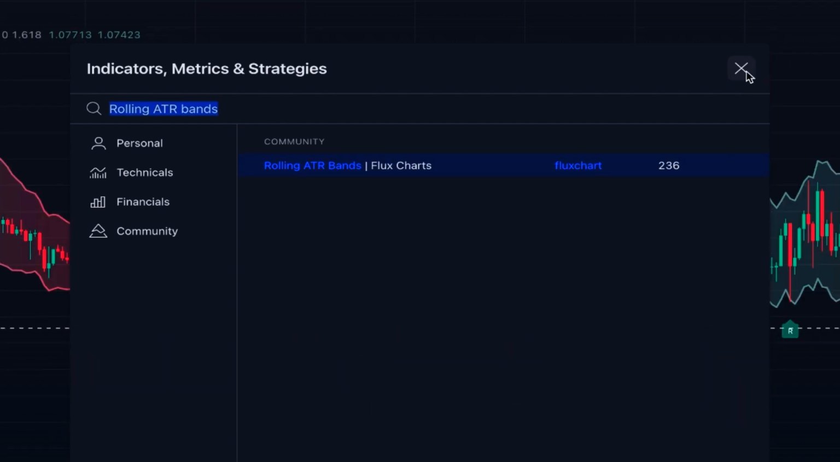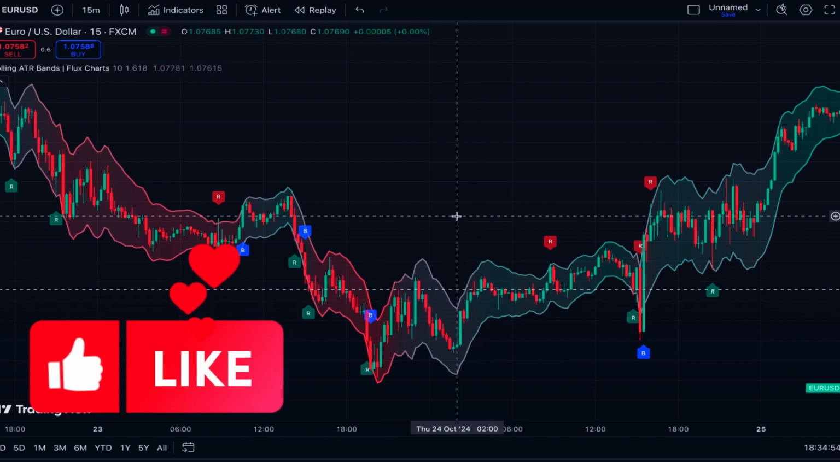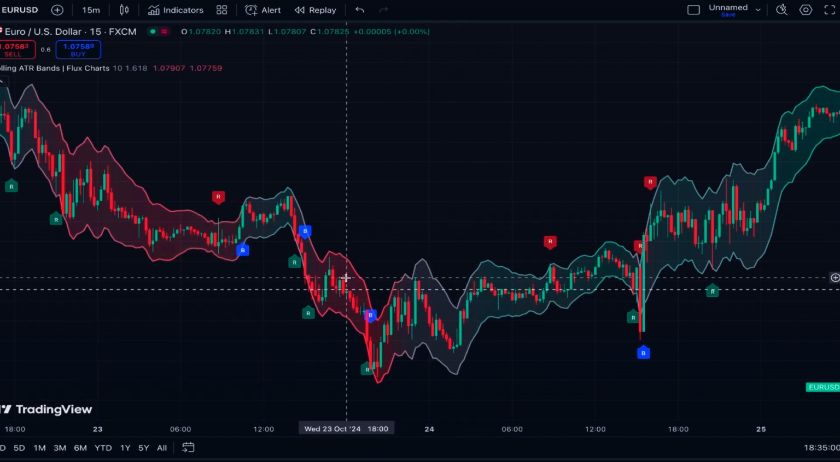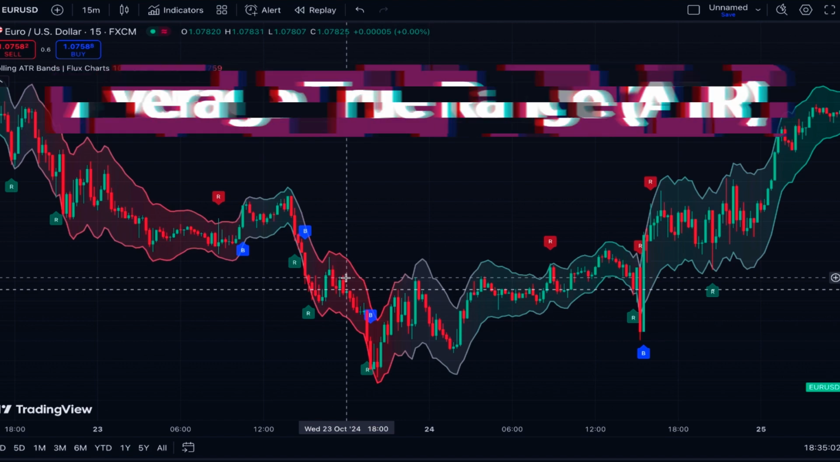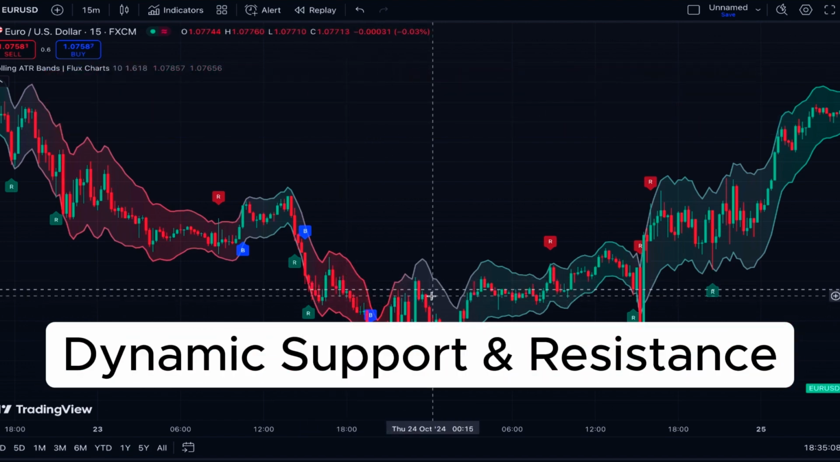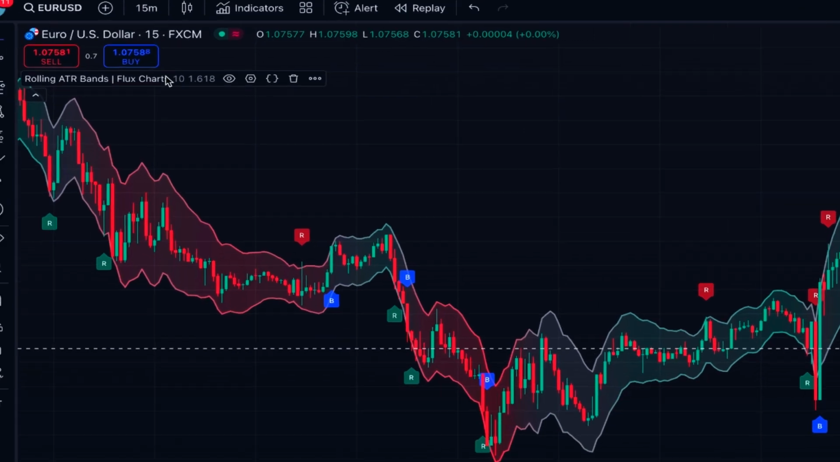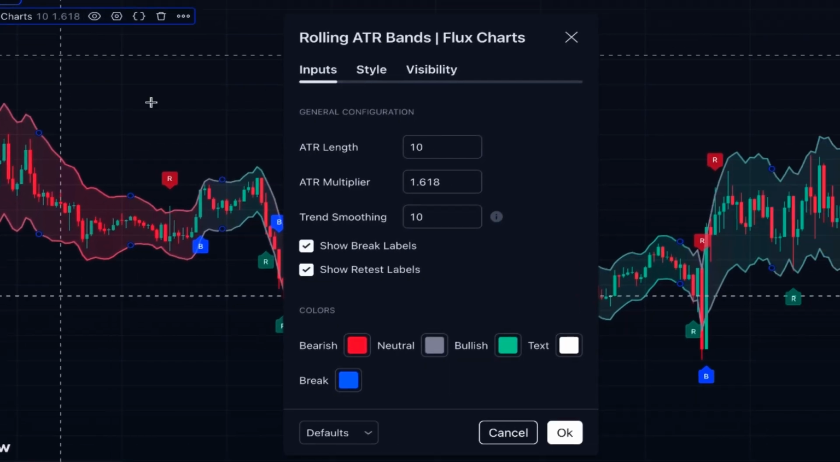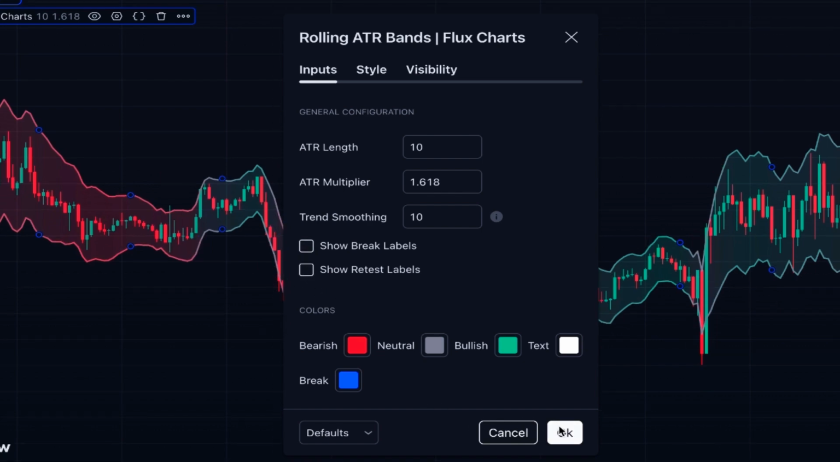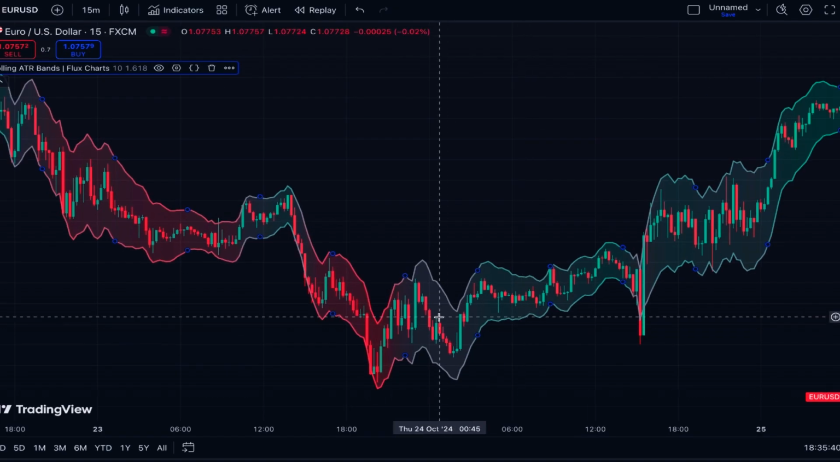Alright, as you can see, a band is added to the chart, something like Bollinger Bands or Keltner channels, but this is different. This indicator uses ATR to create this band around the price, which can act as a dynamic support and resistance level. First, we go to the settings of the indicator, and here we remove break labels and retest labels because they are distracting and we're not going to use them for trading decisions.